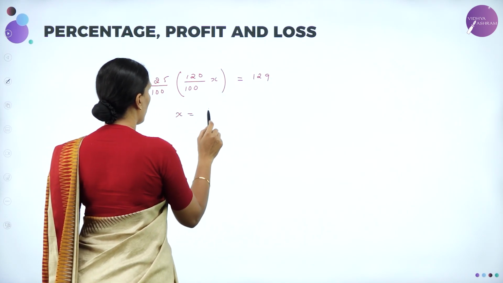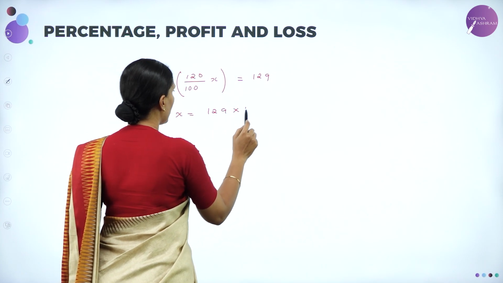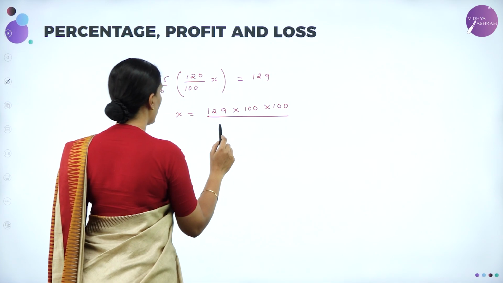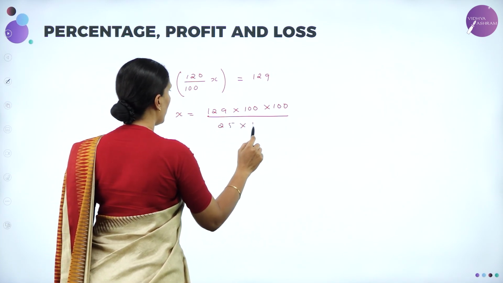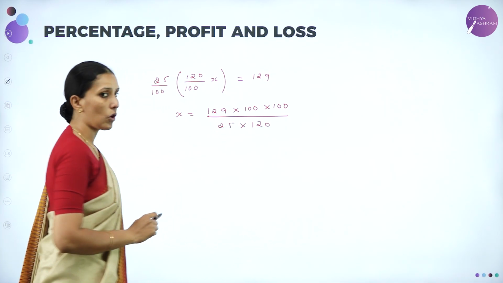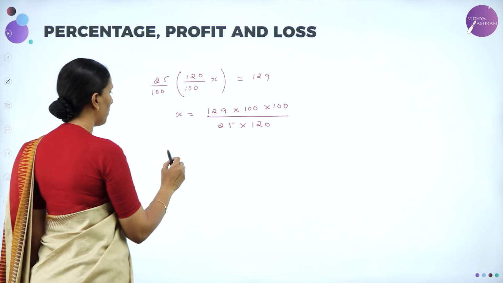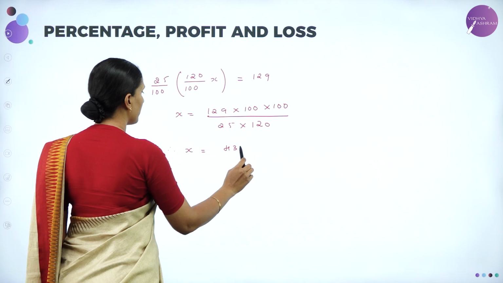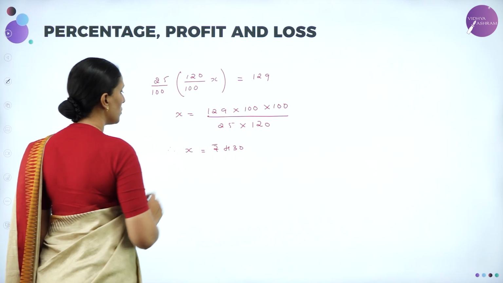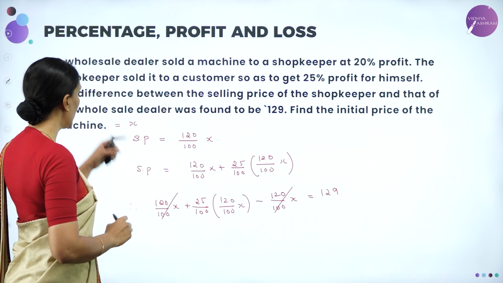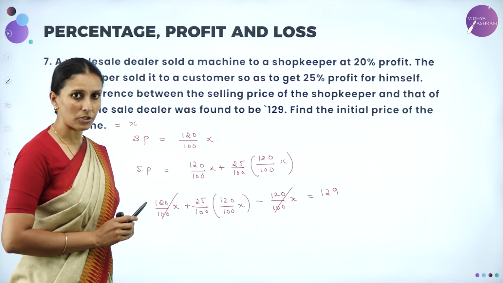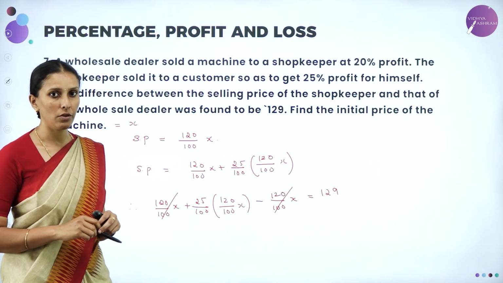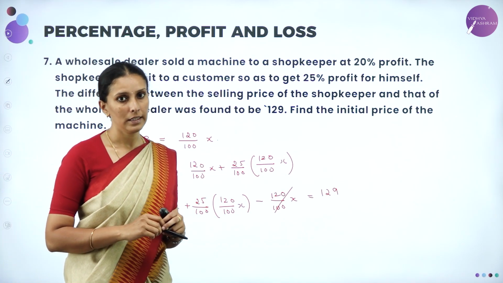So x is equal to 129 into 100 whole divided by 25 into 120 after cross multiplication. So therefore, the value of x is equal to 430 in terms of rupees. So what is this x? We have taken the initial price of the machine. So therefore, we can conclude that the initial price of the machine was rupees 430.